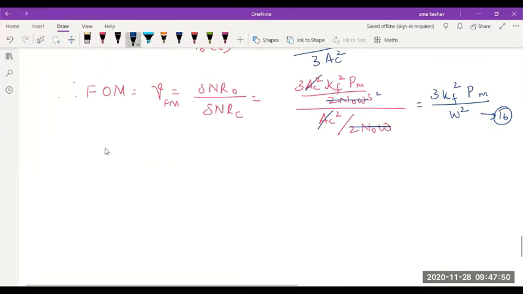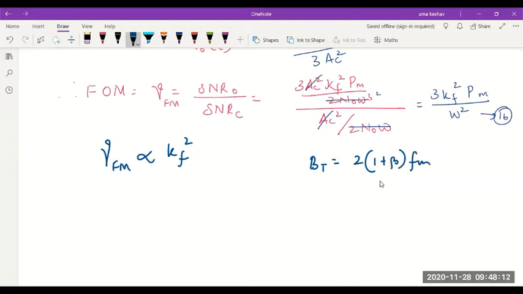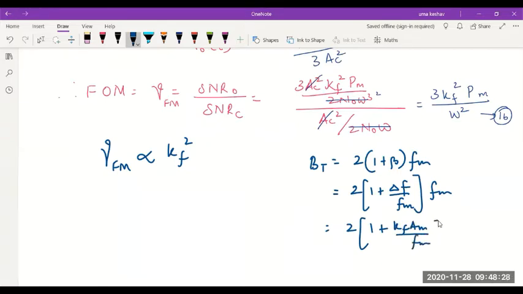You can see this figure of merit of FM is directly proportional to the square of the frequency sensitivity. So we know that bandwidth of FM is 2 into 1 plus beta into FM. Do you remember what is the expansion for beta? Delta F by FM. And what is delta F? KF into AM. KF into AM by FM.